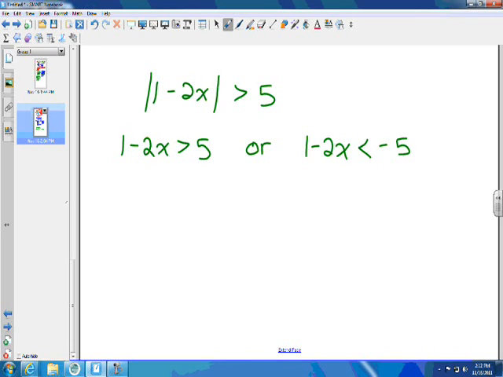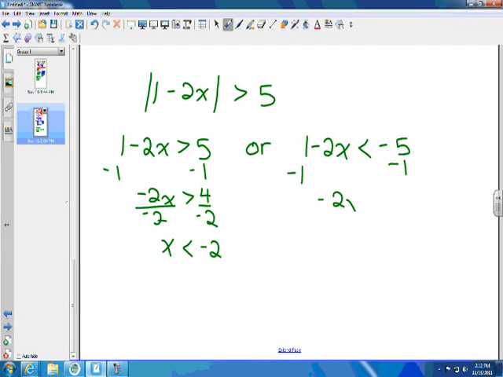That's what we do first. So negative 2x is greater than 4. Divided by negative 2. What? So x is less than negative 2. Over here, x is greater than 3.